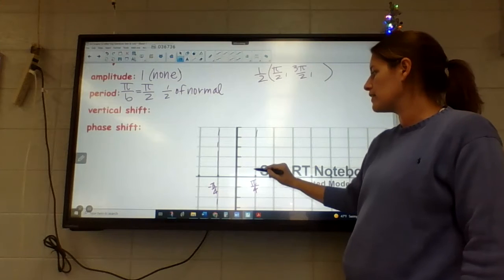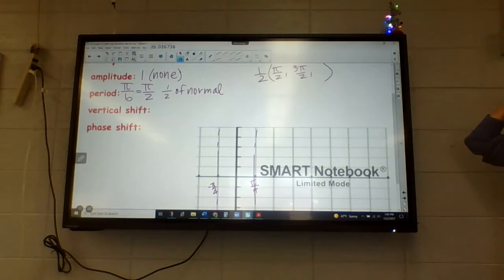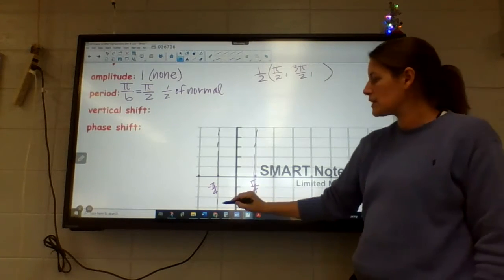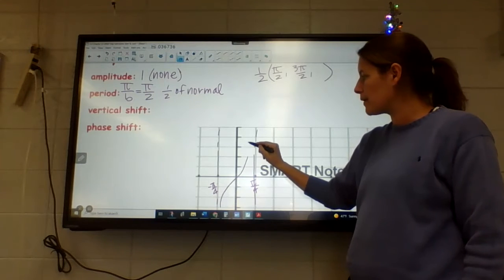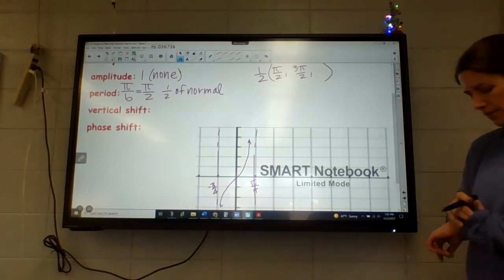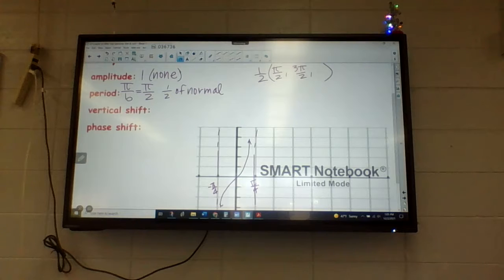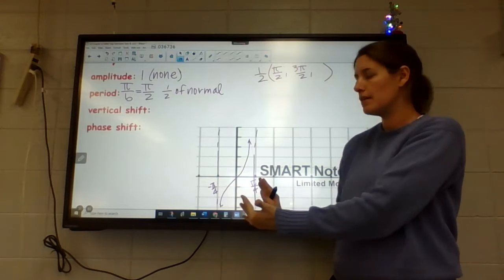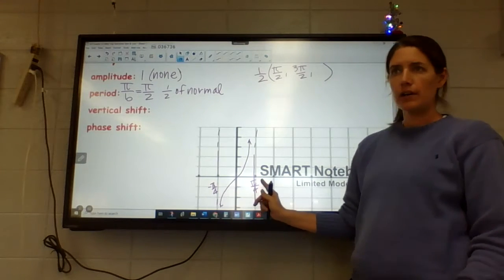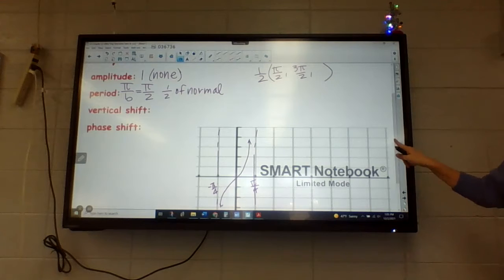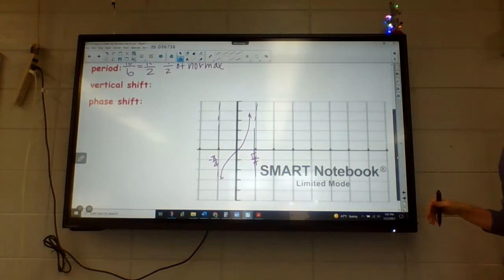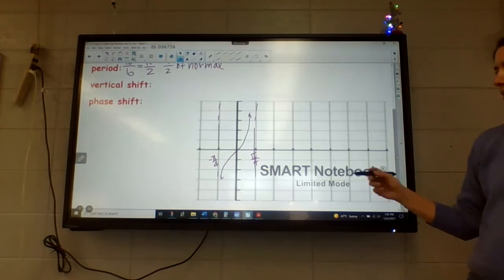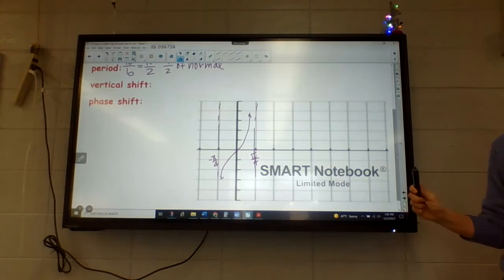And there is no phase shift or vertical shift that we have to worry about in this case. So it starts at 0. Remember, tangent goes uphill. And the whole period is pi over 2 wide. So a quarter and a quarter is a half. So that being said, where is my next asymptote going to be?